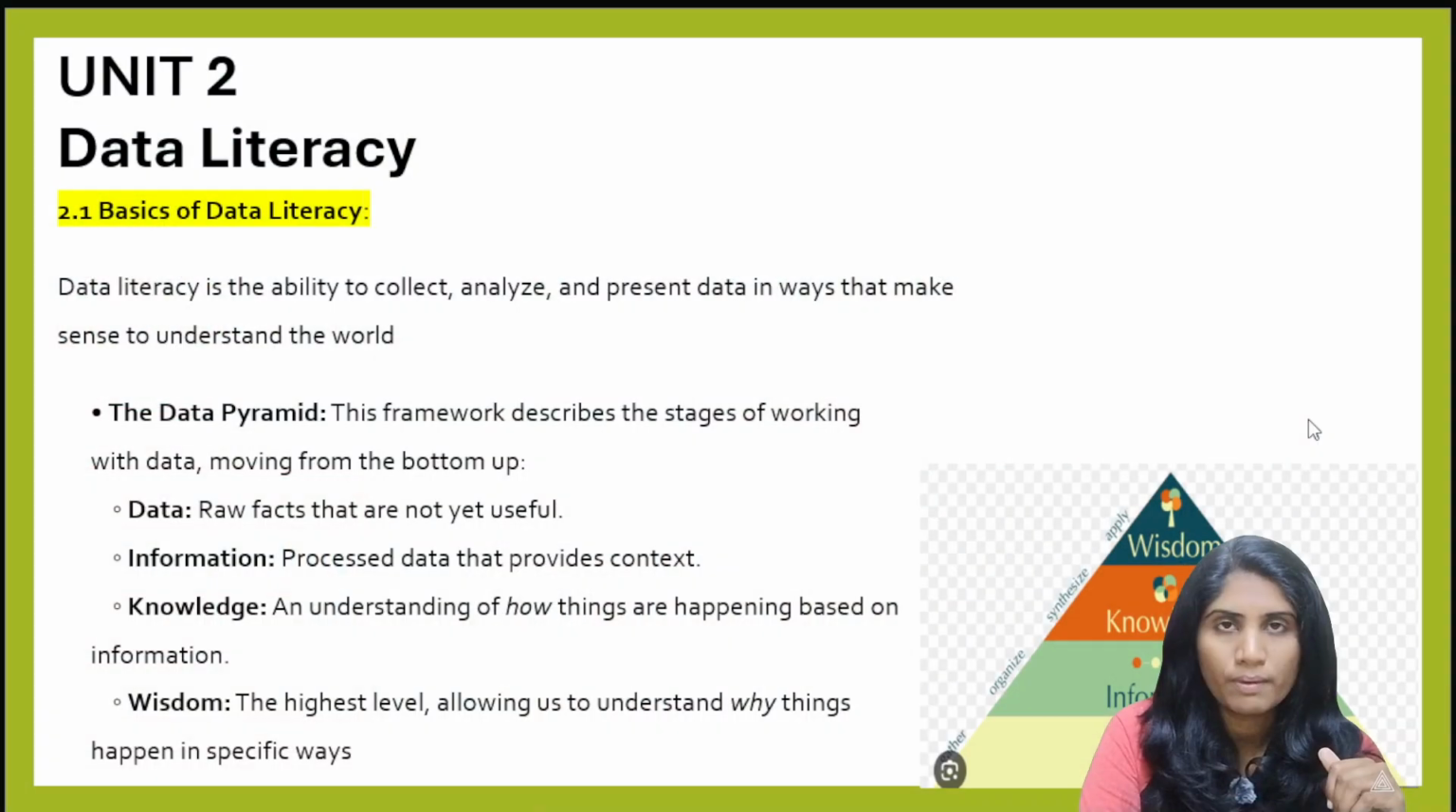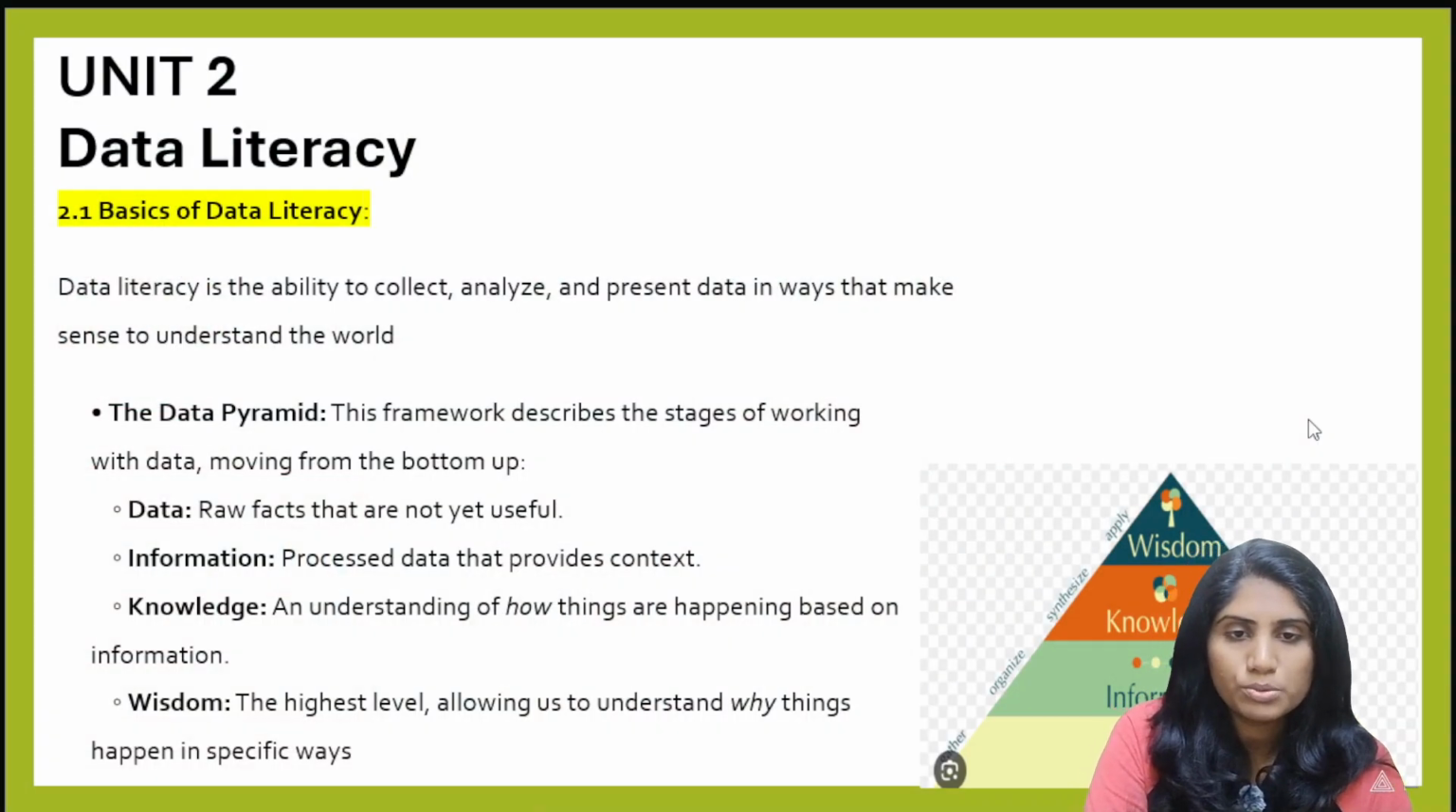So for today's video, we are going to see about data literacy, that is Unit 2, what data literacy is, how to become data literate, and what are all the types of data we have. All these topics we are going to see in today's video.